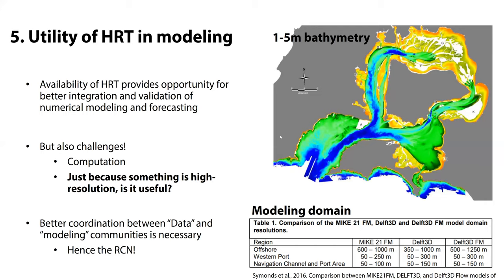Okay. Better coordination between the data-driven communities and the modeling communities, hence the research coordination network that we're trying to do here. As an example, here we have a study looking at numerical modeling of a flow within a bay or an inlet, and we have really detailed multi-beam bathymetry at basically 1 meter resolution. When we're running our Delft3D models at 50 to 1,000 meter grid resolution, how do we connect or span those two different domains? And what are some of the ways that we can do that?